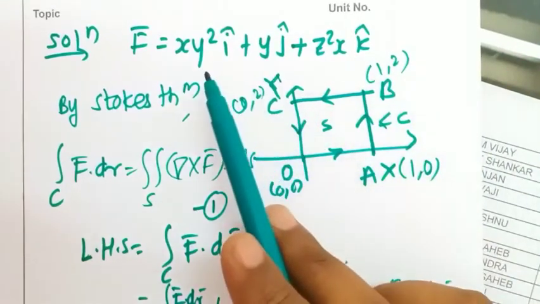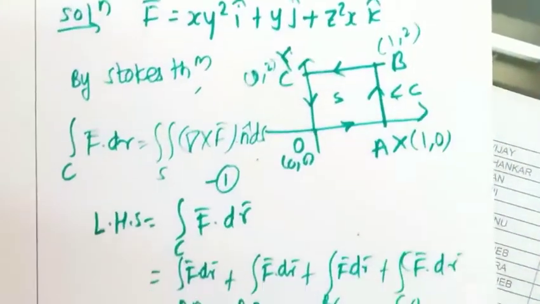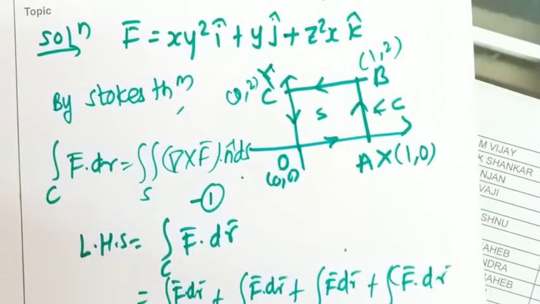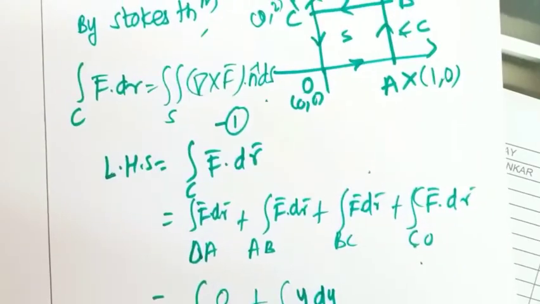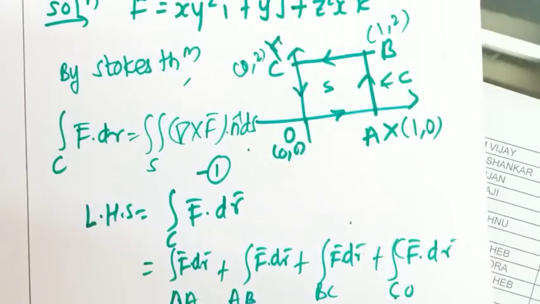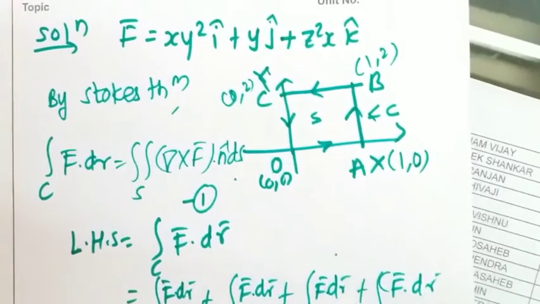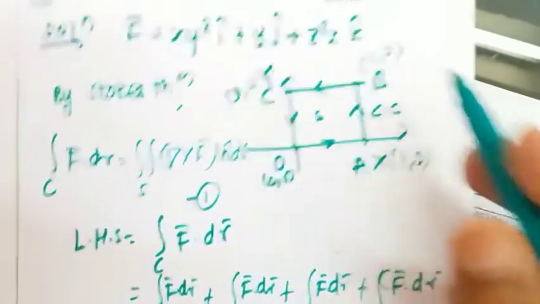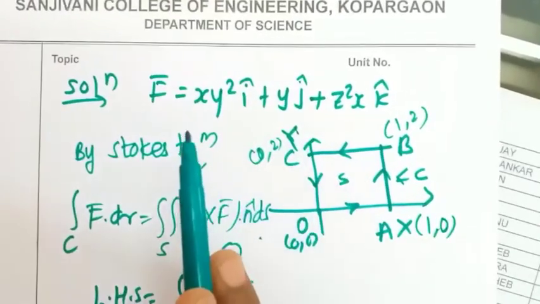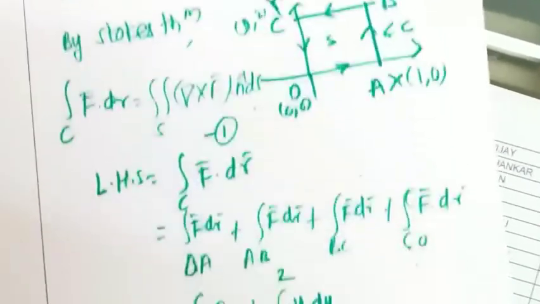So if you put x equal to 1, dx is 0, and after taking the dot product of F bar and dr bar, we'll finally have y dy there. And y is changing: the limits of y are 0 to 2 over A to B. After taking the dot product and putting x equal to 1, dx equal to 0, only y dy will remain.